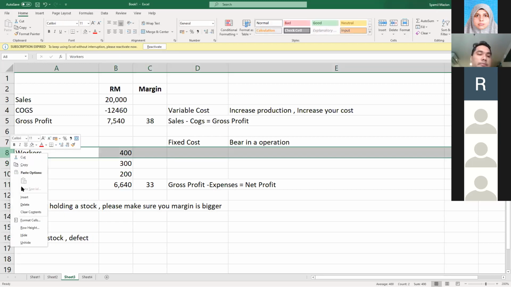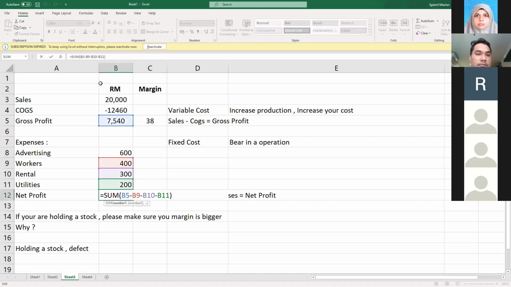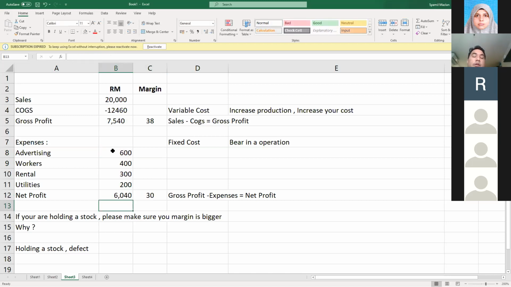Okay. So I think that maybe you are forgetting some of the cost of advertising. For example, you are making advertising at RM600. See, you get your net profit margin at about 30%. Okay. Clear with that? Understand? Okay.